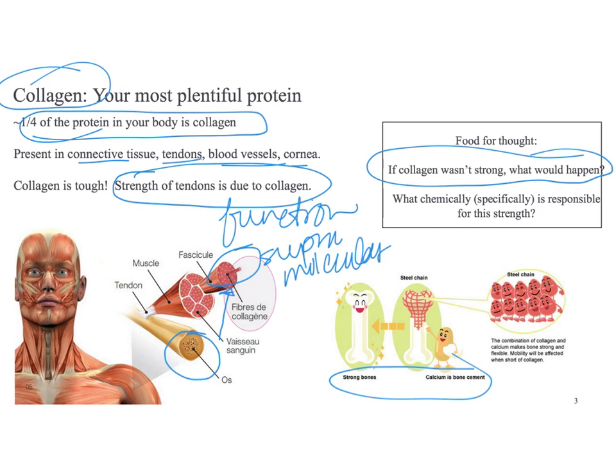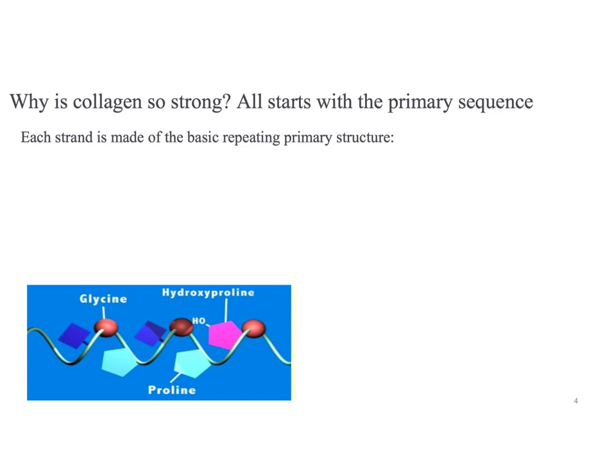So what biochemically causes collagen to be strong? And then how could it be mutated to not be as strong? All right, so we're going to start with the primary sequence, and then we're going to go to secondary. We're going to skip over tertiary and then go to quaternary. All right, so it's a strand.